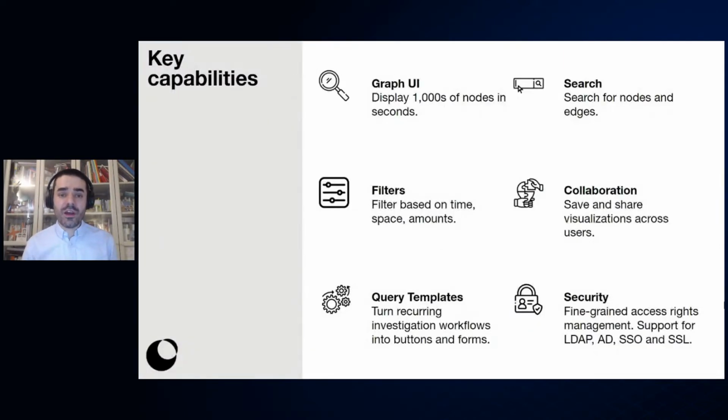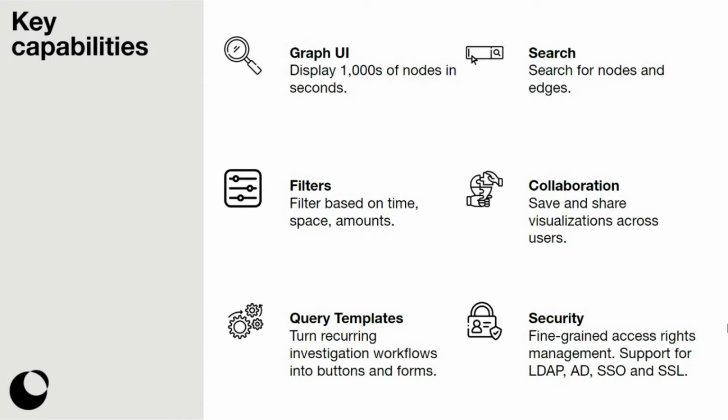There's a number of things really that help our clients achieve that. First, there's the graph UI in Linkurious Enterprise, with which it's possible to display at a given time thousands of nodes and edges, and to do that in seconds. Then you can also search your graph, search for nodes, search for edges very intuitively. This data that you pull out of Azure Cosmos DB, you can also slice and dice it. You can filter the data based on time, based on space, based on quantitative properties, and more.